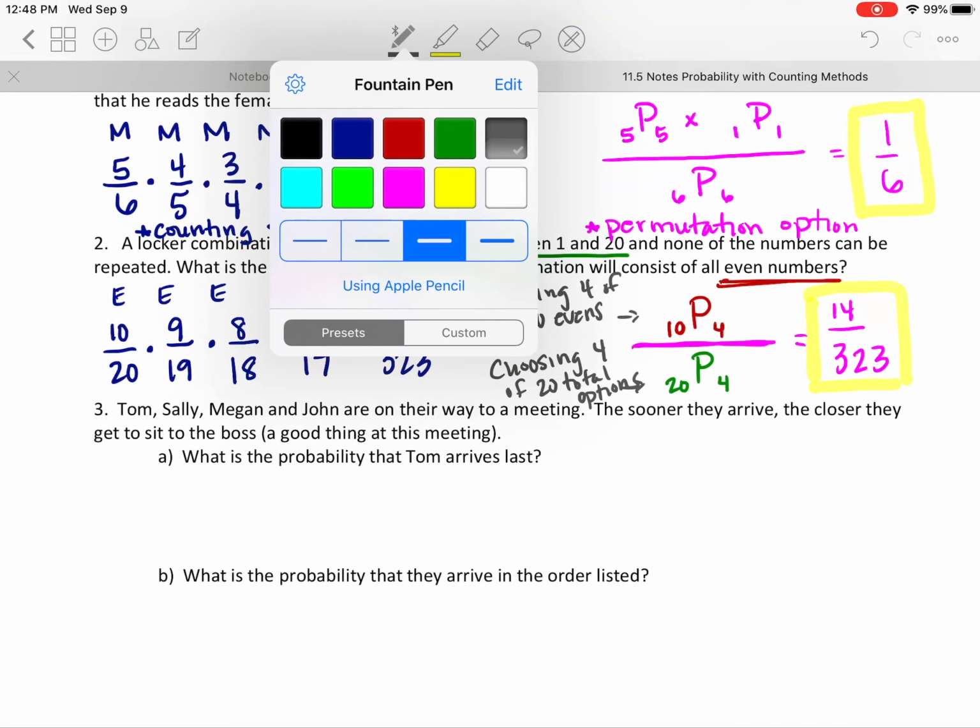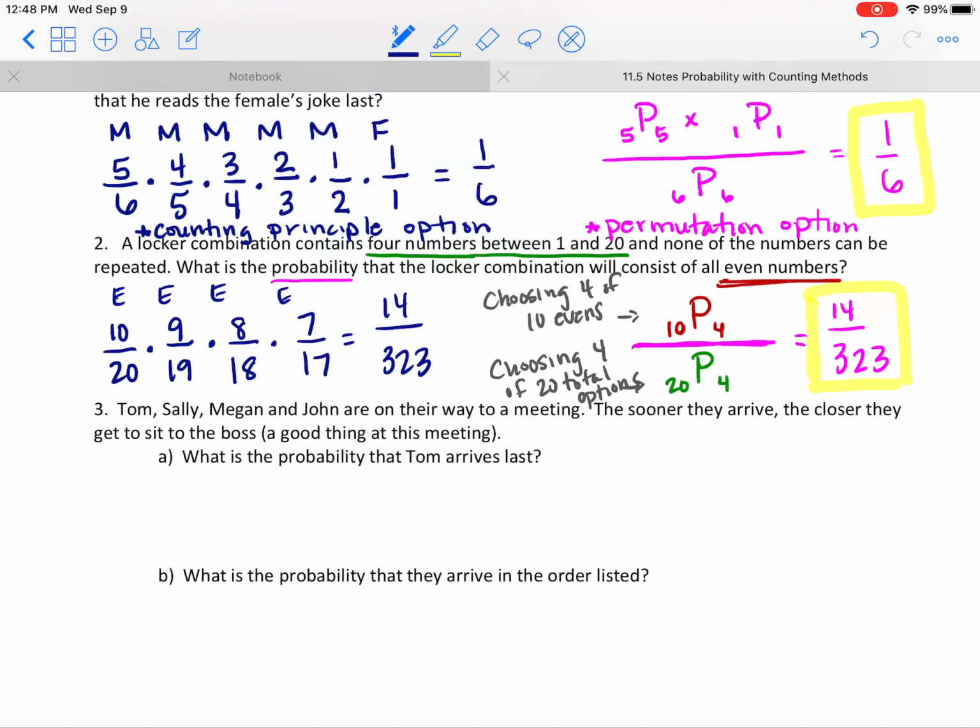So it says here on the next one that Tom, Sally, Megan, and John are on their way to a meeting, and the sooner they arrive, the closer they get to sit to the boss, which apparently is a good thing at this meeting. We want to know the probability, so we're going to make a fraction, that Tom arrives last, okay? And the order matters here, right? This says the sooner that you get to the meeting, the closer you get to sit to the boss. So the order in which these people arrive matters, all right?